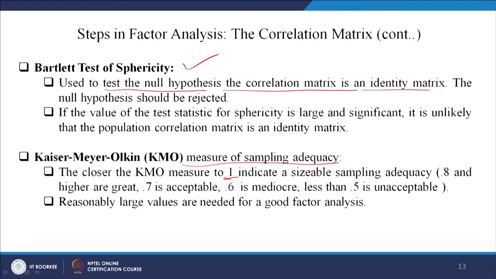0.8 and higher are great, 0.7 is acceptable, 0.6 is mediocre, less than 0.5 is not acceptable. So, this talks about whether sampling adequacy is prevailing or not. Reasonably large values are needed for a good factor analysis. Okay, let me go to the slide and show you there.